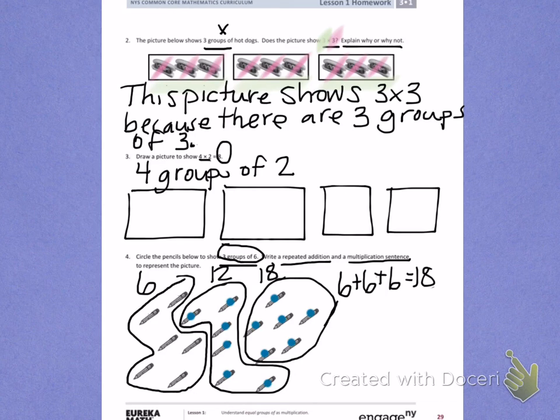Next, I need to write my multiplication sentence. Multiplication refers to groups of. So I have 3 groups of 6, which is the same as 6 plus 6 plus 6, giving me a total of 18.